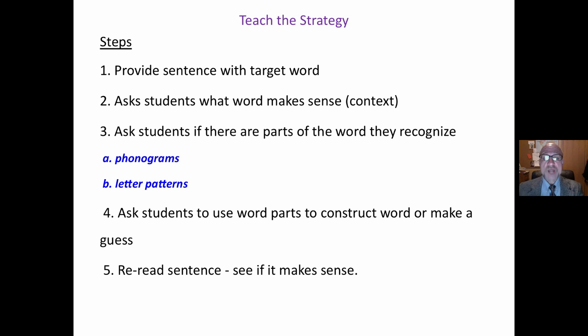Provide a sentence with a target word in it. Ask the students, what word makes sense here? And that enables them to use context. Ask the students if there are parts of the word that they recognize. Here's the analogy part. Look for phonograms or letter patterns. Then ask students to use word parts to construct a word or to make a guess. And then reread the sentence to see if it makes sense.